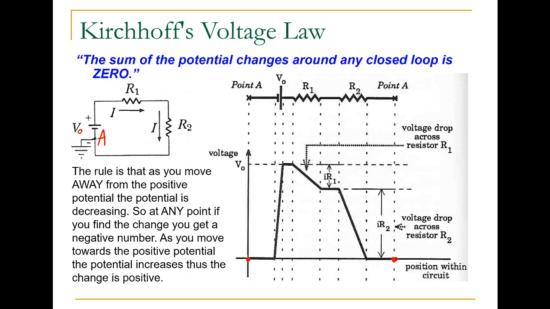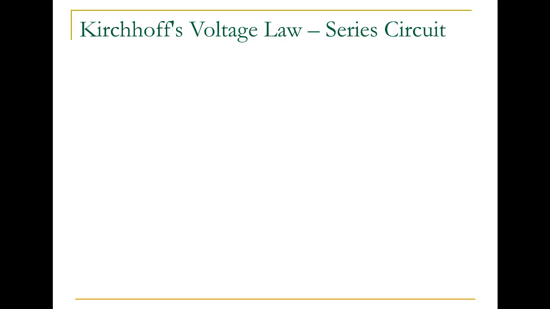And so a formal way to write the loop law for voltage is that the sum of the individual voltage drops is zero. Okay, so that's kind of the blue statement in math terms.